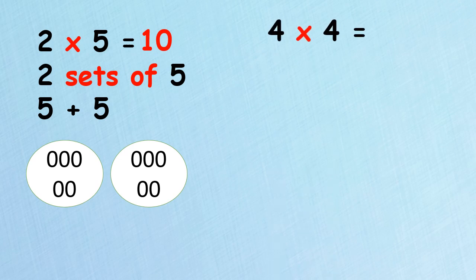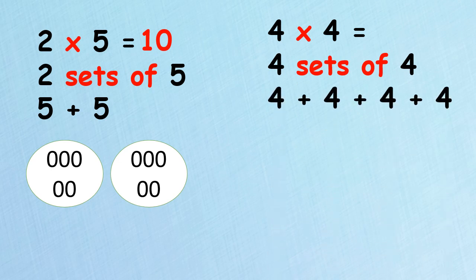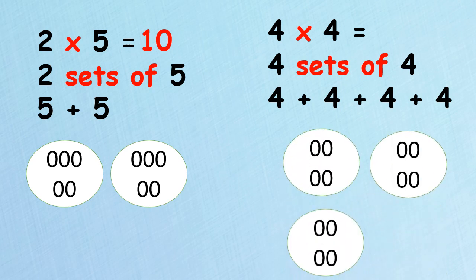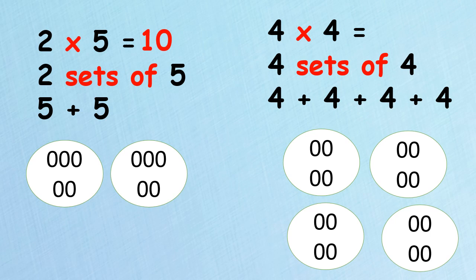Let's do another one. 4 multiplied by 4. So we know multiplied means sets of. So we have 4 sets of 4. 4 sets of 4 means 4 add 4 add 4 add 4. We are adding 4 times using our repeated addition. And then we could make our sets. 1 set of 4, 2 sets of 4, 3 sets of 4, 4 sets of 4. And when you count it up, you are going to get 16. So use whatever manipulatives you have at home and make your sets.